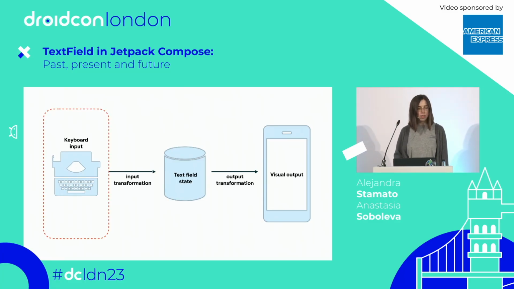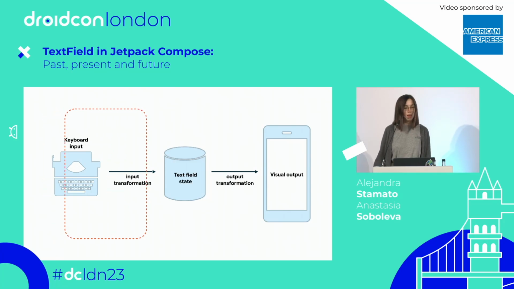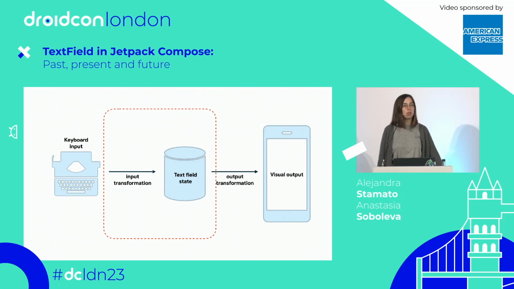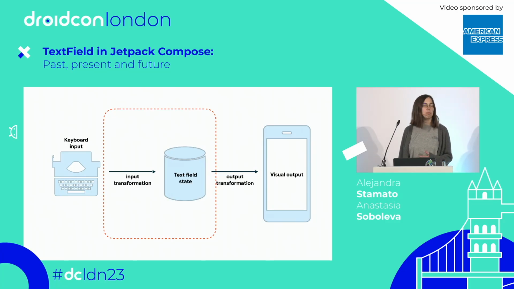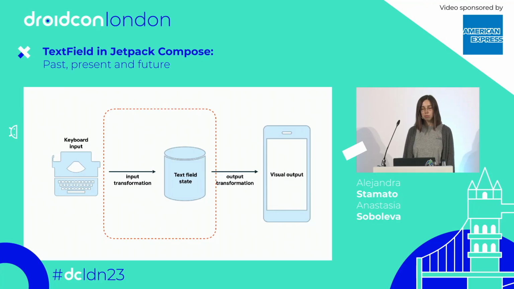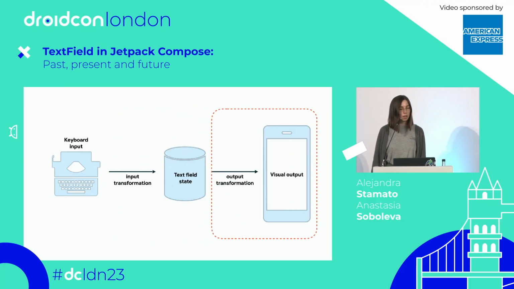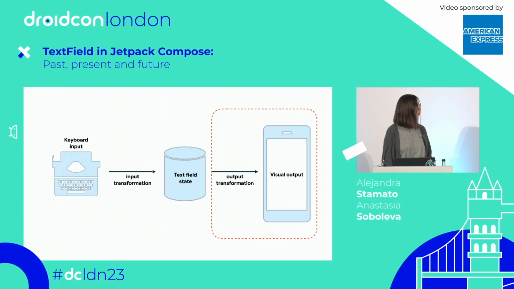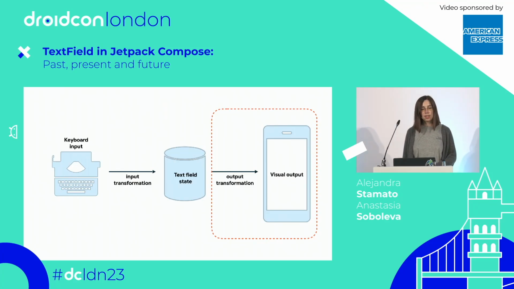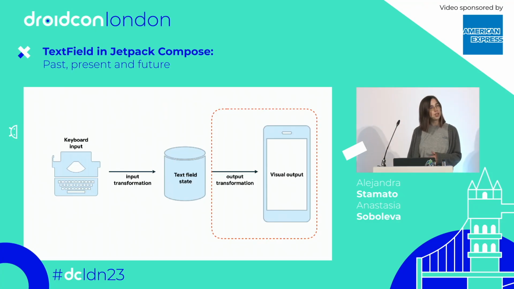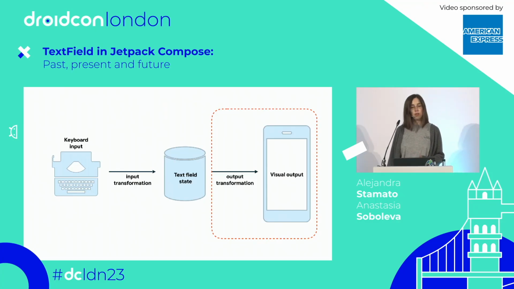We have a user typing on a keyboard. We apply a filter function, or broadly speaking, an input transformation function, before preserving whatever the user typed in the text field state. And then we are going to display this back to the user. Before doing so, we may apply another function, output transformation, that allows us to do some additional formatting on top of the text without actually changing the text that is preserved inside the text field state.